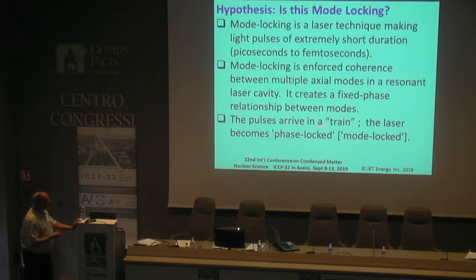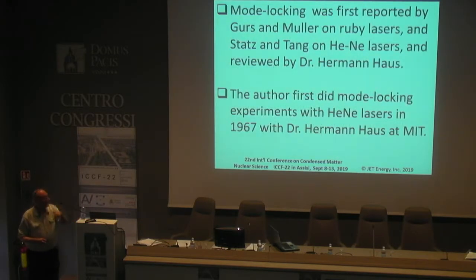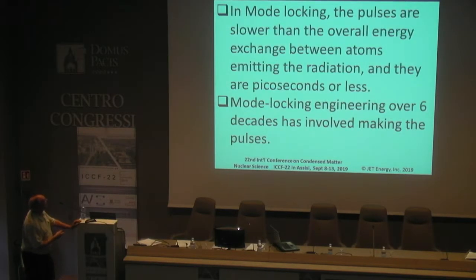So in mode locking, what happens is the pulses arise as a train, the laser becomes phase locked or mode locked, and then you see single pulses come out. I first made one of these with Herman House, I think it was 1967, and our assignment at MIT in the undergraduate lab, he said, make a mode locked laser, and that's where we first did it.